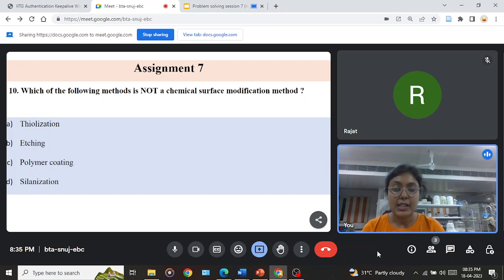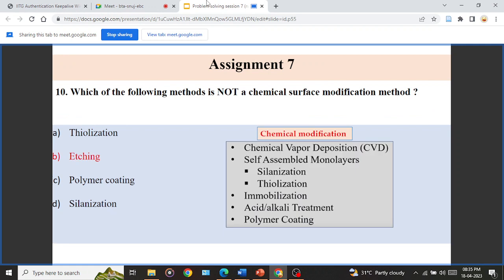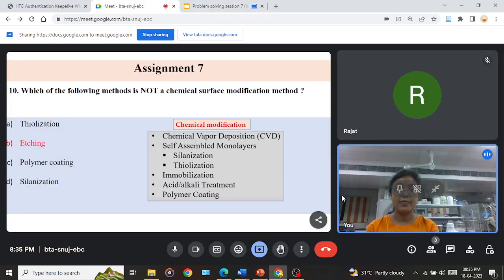Whereas option B, that is etching. Etching is another name for roughening. So roughening or etching is particularly not a chemical method for surface modification, whereas it is a physical method, right? So etching is a physical method for modification of surfaces.